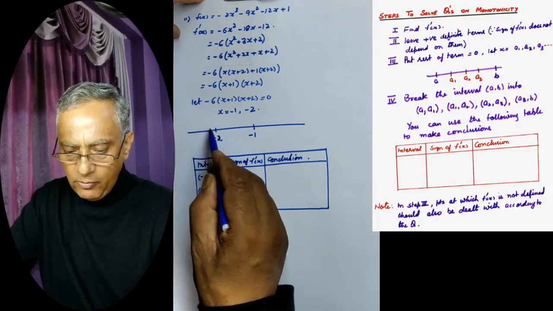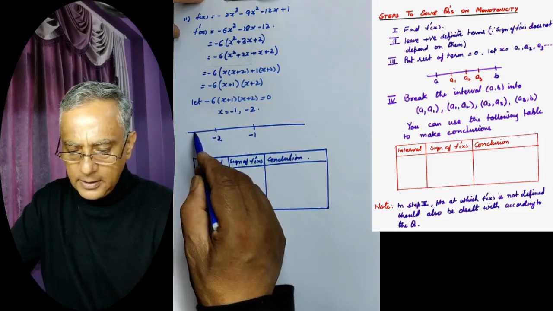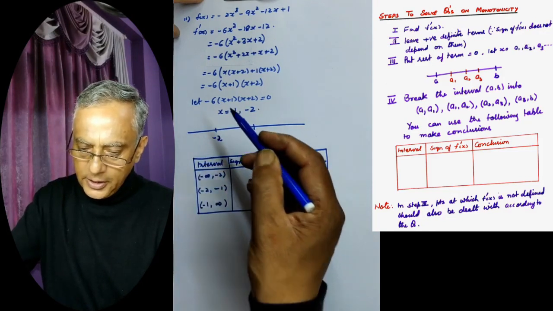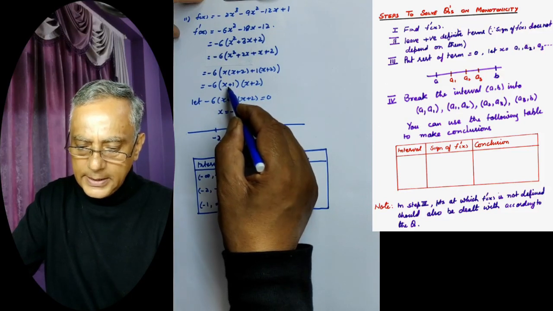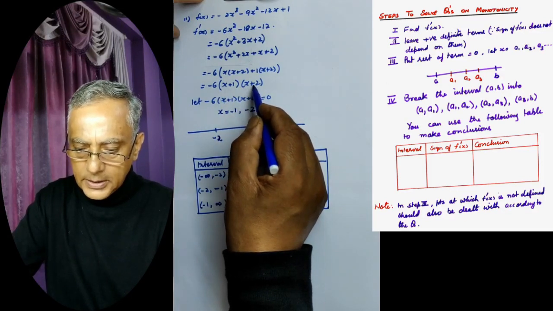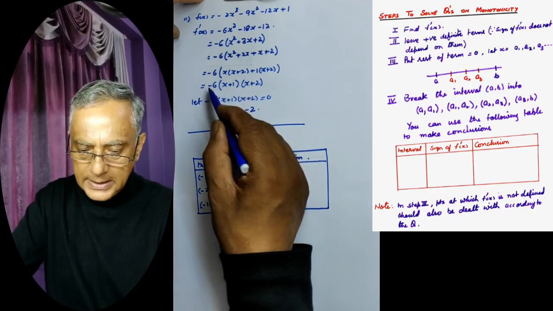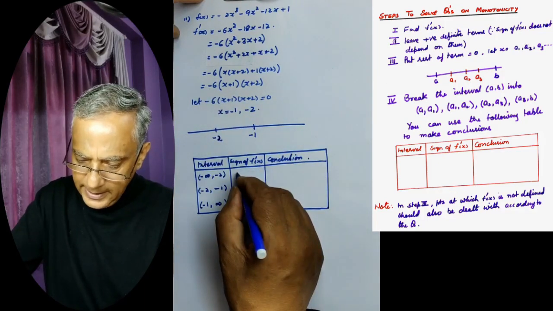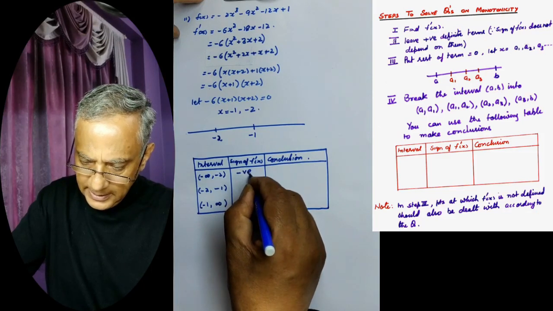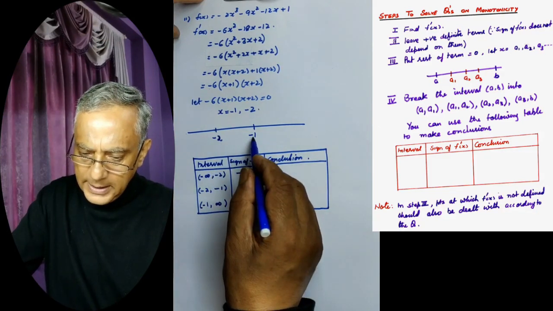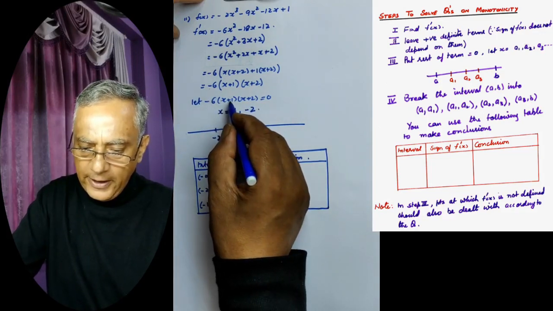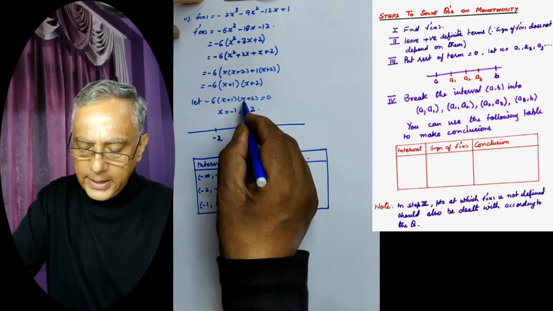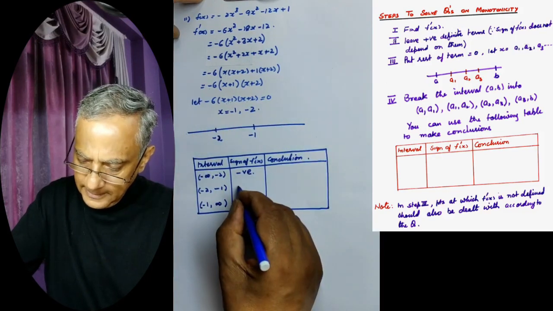So we find the sign of f'(x) at a single point. A single point in the first interval can be taken as -3. So put -3: -3 + 1 is -2, -3 + 2 is -1. So minus into minus is plus, and with the -6 it will be negative. So this is negative. In -2 to -1, take any point, -1.5. Here x + 1 is negative and x + 2 is positive. So negative into positive, with -6, negative into negative is positive.